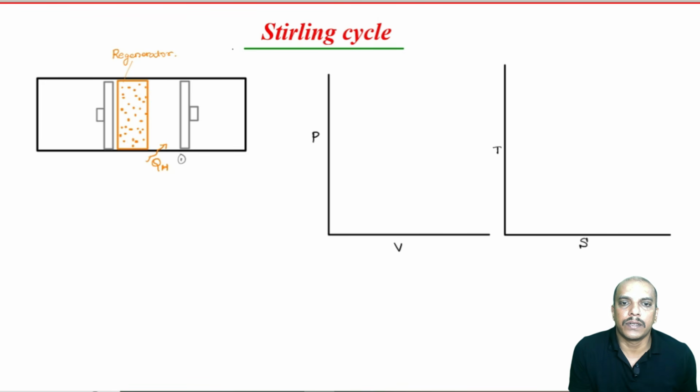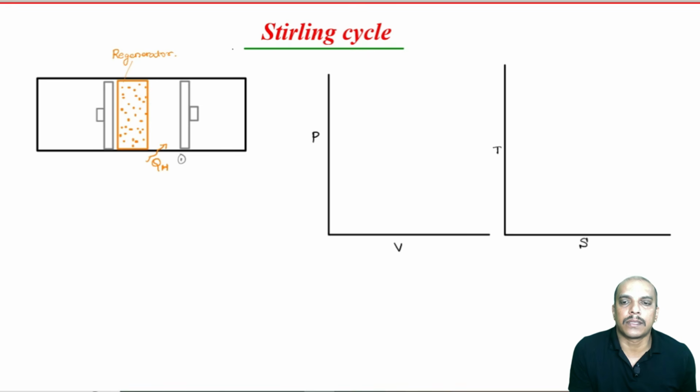Now, imagine that there are two pistons like this, and at state 1 we are considering that the left side piston is at the extreme right position, nearing the ceramic mesh or regenerator, whereas the right side piston has all the gas. I mean, the portion behind this piston has all the gas or working fluid right now.